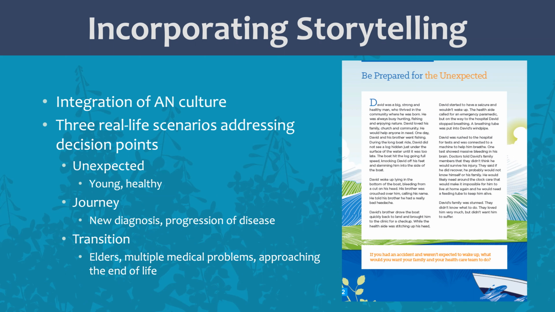So maybe somebody who's really young and healthy, you would go to the unexpected, because again, that's where most of those unintentional injuries would occur. So somebody falls off of their snow machine or gets conked on the head in a boating accident or something like that. But if somebody has a new diagnosis of cancer, maybe you'd use the journey story. And if somebody's an elder, you might use a transition story. Next slide.